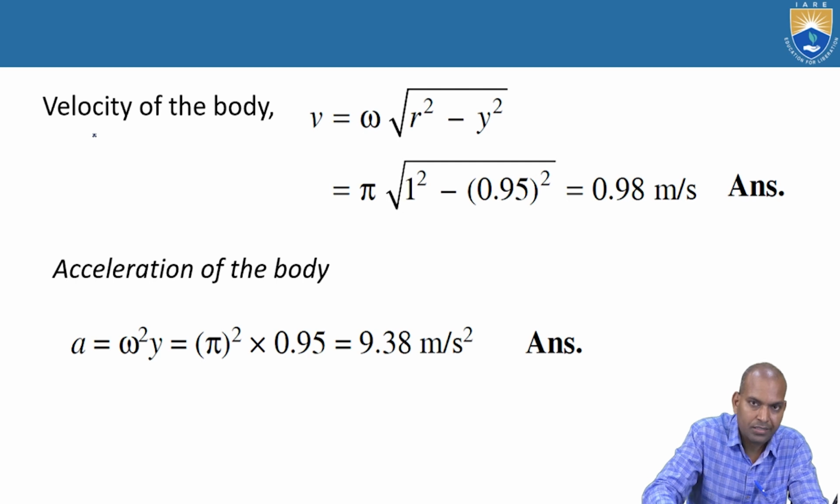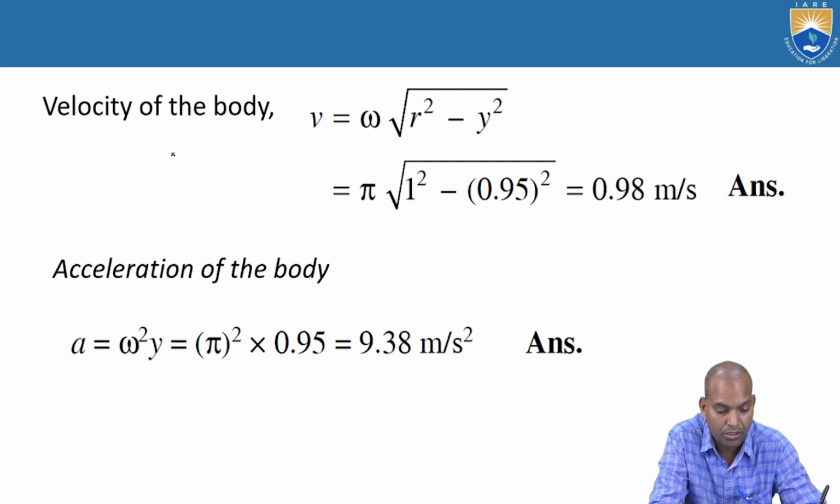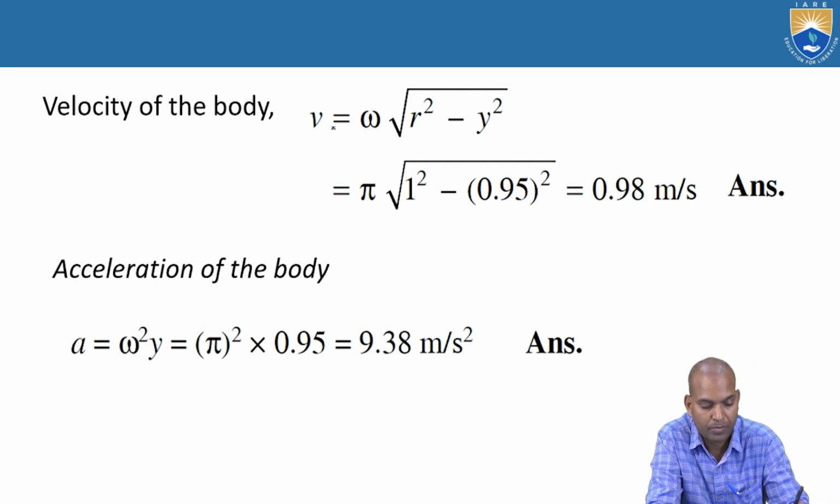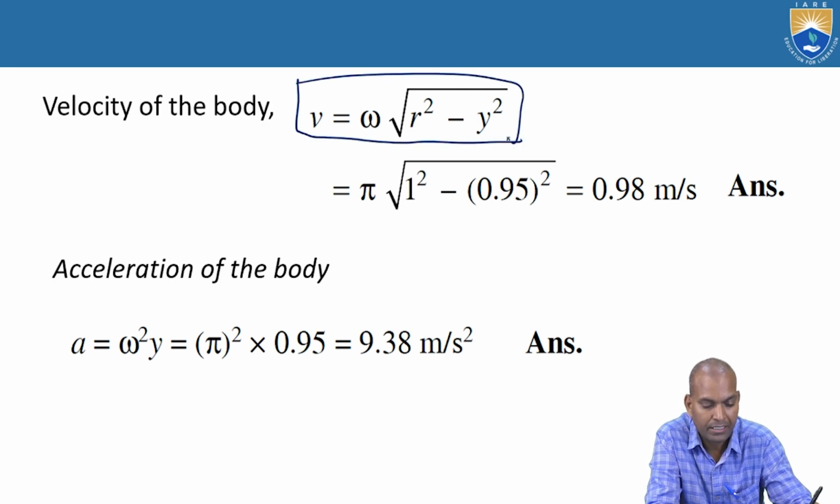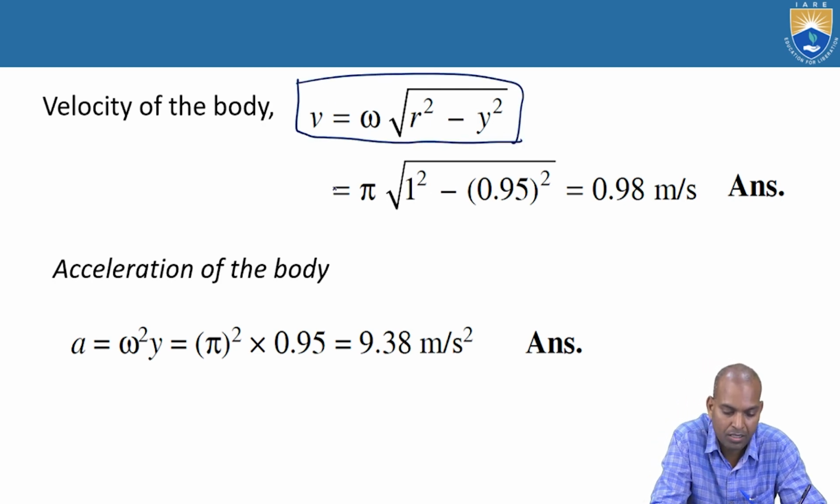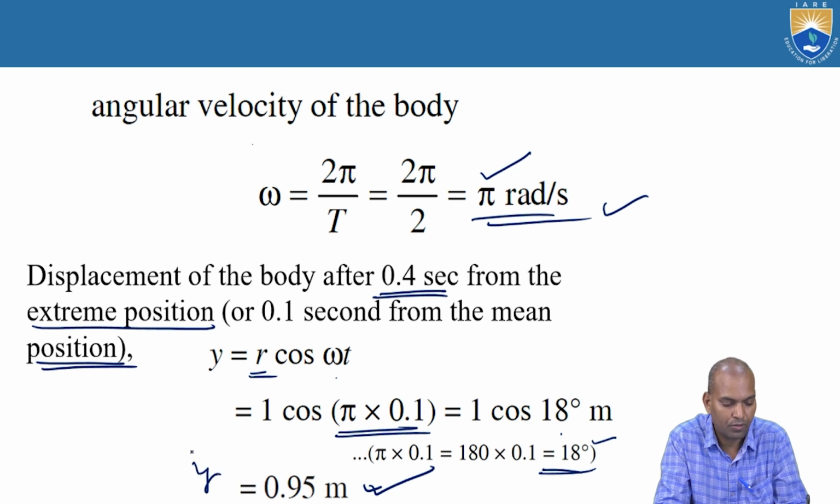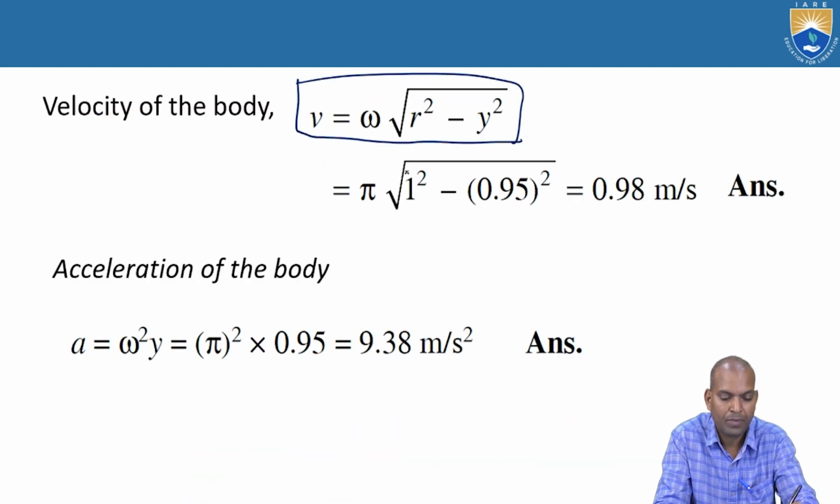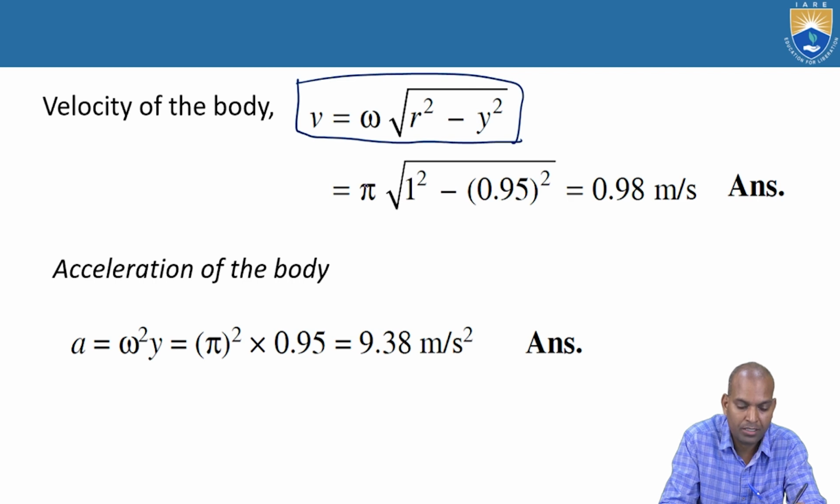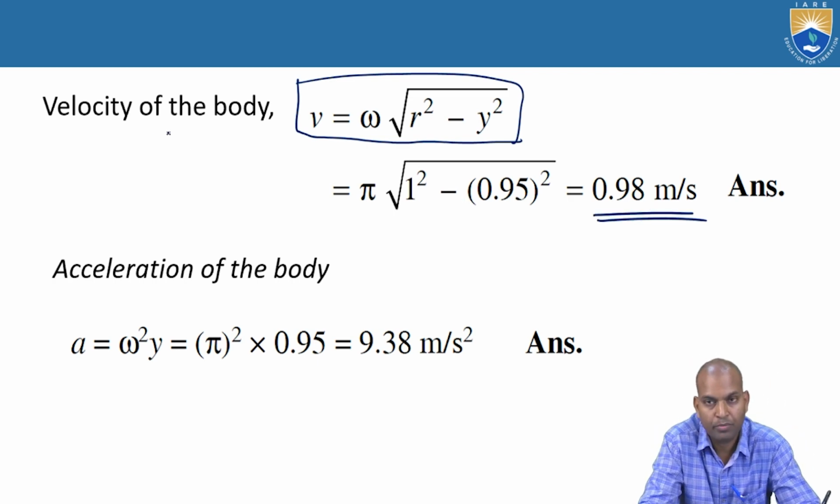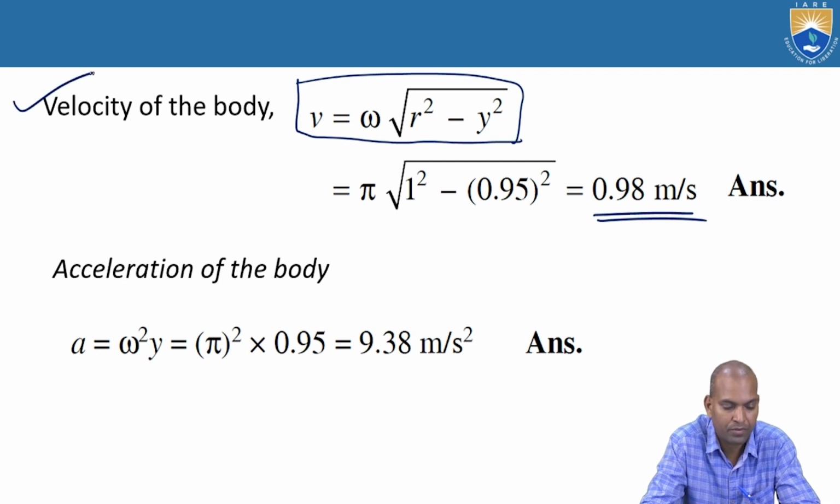The next objective is the velocity of the body. The velocity v equals omega times square root of r square minus y square. Plugging in the values: r is 1 meter, y is 0.95 meters as we just calculated, and omega is pi radians per second. So pi times the square root of 1 square minus 0.95 whole square, and the obtained value is 0.98 meter per second, that is the velocity of the body.